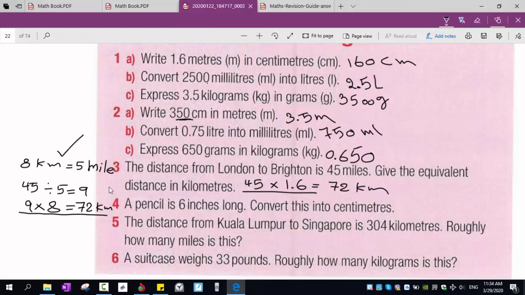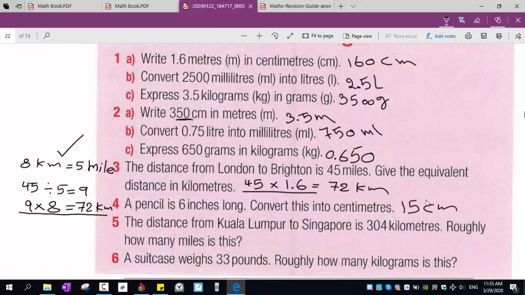A pencil is 6 inches long. Convert this into centimeters. 1 inch is 2.5 centimeters. So here we will have 6 times 2.5. 6 times 2.5 works like 3 times 5, which is 15.